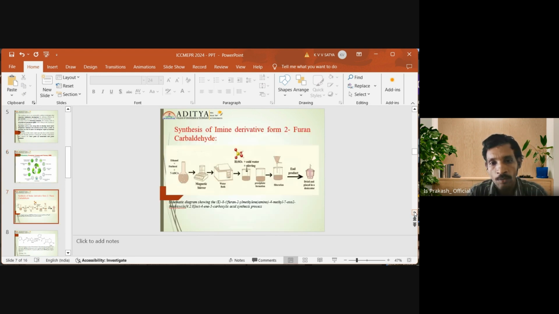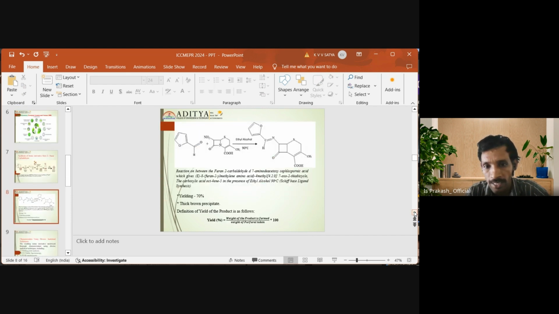Now, going to the synthesis of our product, we are taking ethanol as a solvent, with furfural and 7-ADCA as the reactants. They undergo the reaction, which finally gives a brown, thick precipitate. That is the imine derivative. Here the reaction is explained. The reaction is carried out at 90 degrees centigrade. Finally, we got a yield of about 70% of the product, which is a brown colored precipitate.